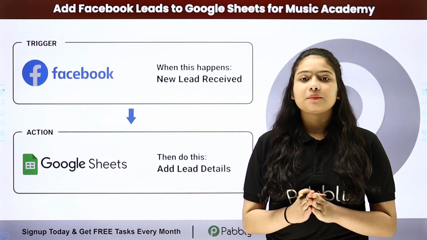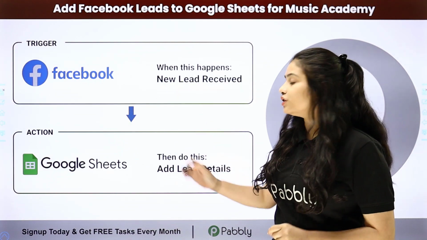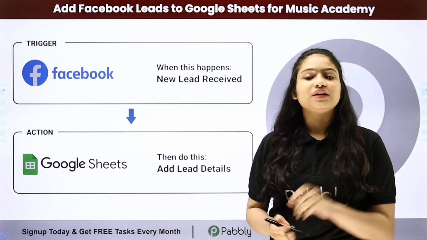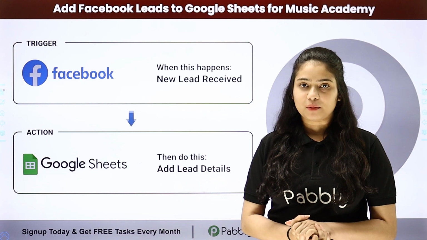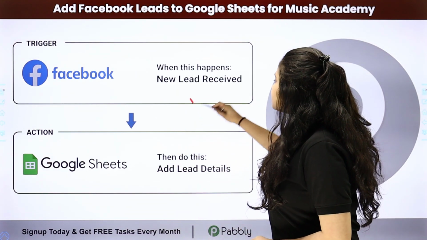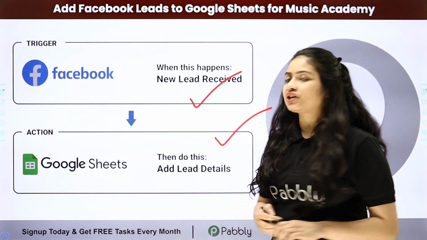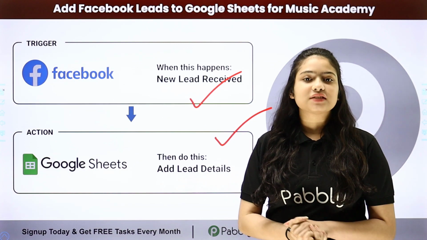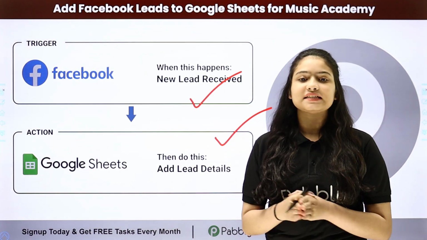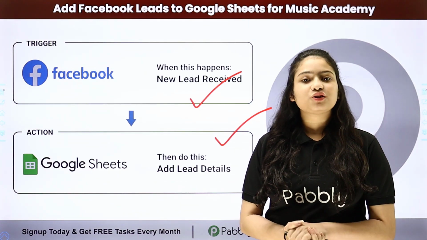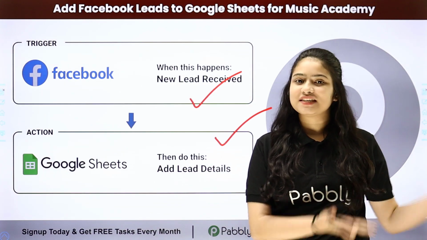For this, we will have to set up a connection between Facebook lead ads and Google Sheets, and that we are going to do without any coding or programming skills with the help of Pabbly Connect. Here we have Facebook lead ads in our trigger and Google Sheets in our action. So we are going to connect both of them by using Pabbly Connect in order to automate this entire process. And to learn this entire automation step by step, let me take you all to my screen.